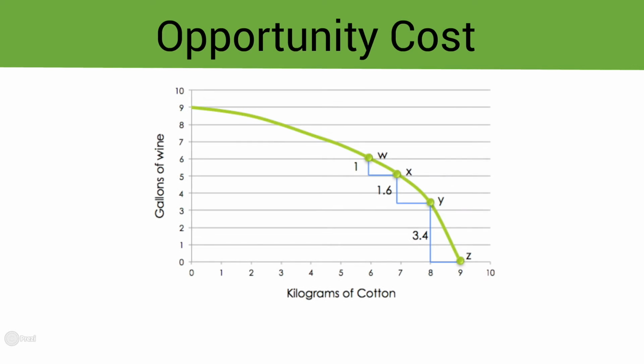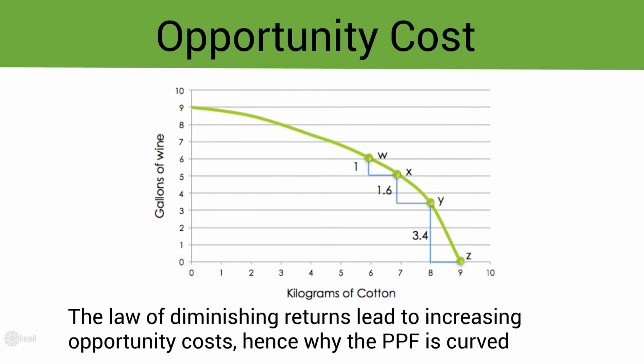When resources are then moved across to the other good, there is a massive increase in output of that good and only a small decrease in the output of the good where the resources used to be used. The law of diminishing returns leads to an increase in opportunity cost, hence why the PPF curve is the shape that it is.